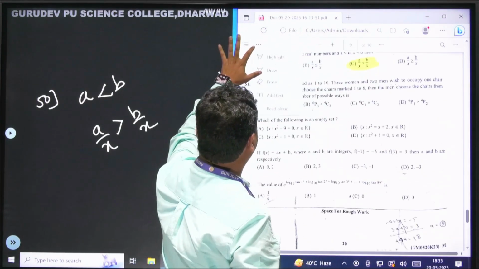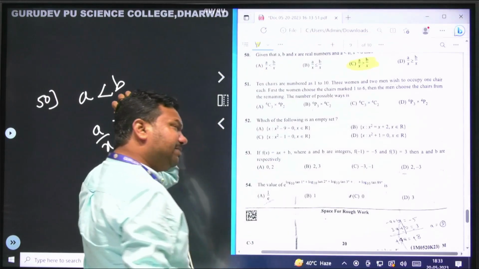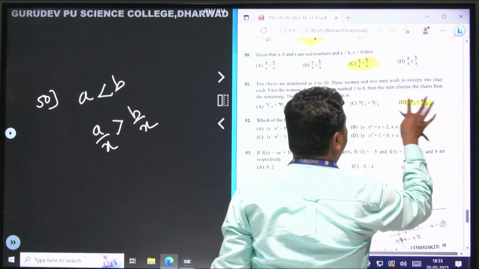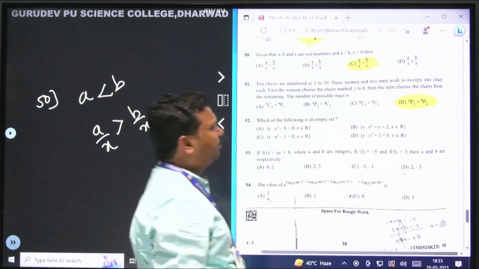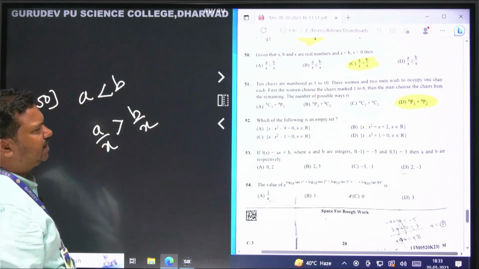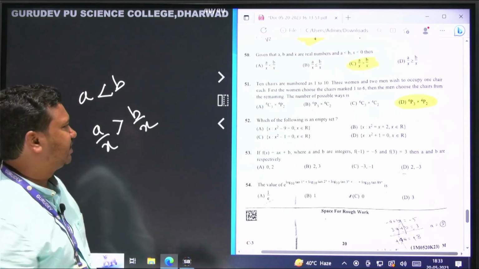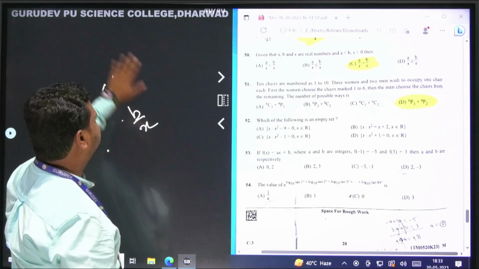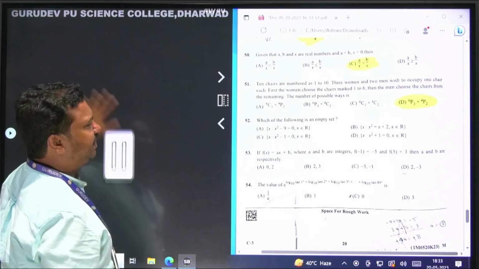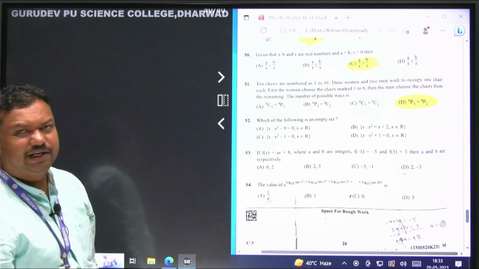The next, 51, is a question that took me a bit more time. It is a 10-choices problem. So I'm getting the answer as 6P3 into 4P2: the arrangement of 6 positions with respect to 3 women, and the arrangement of the 2 men with respect to the remaining 4 chairs. According to that I have solved. So my answer in this case is option D, 6P3 into 4P2. I request you to kindly check it once again.